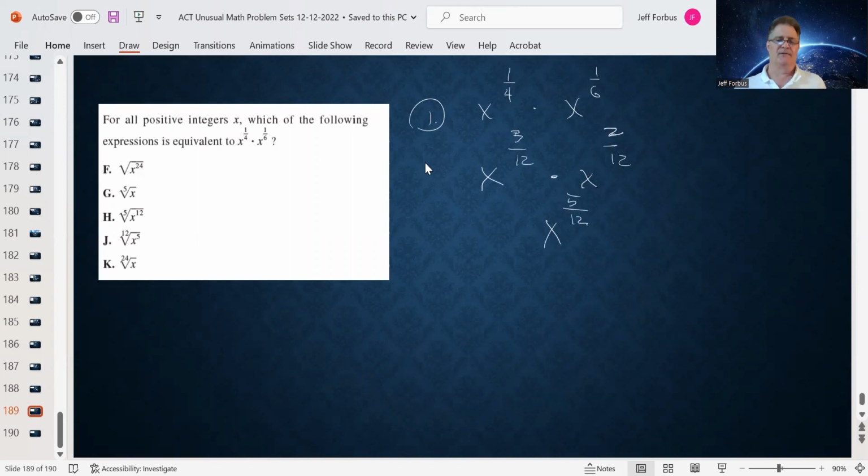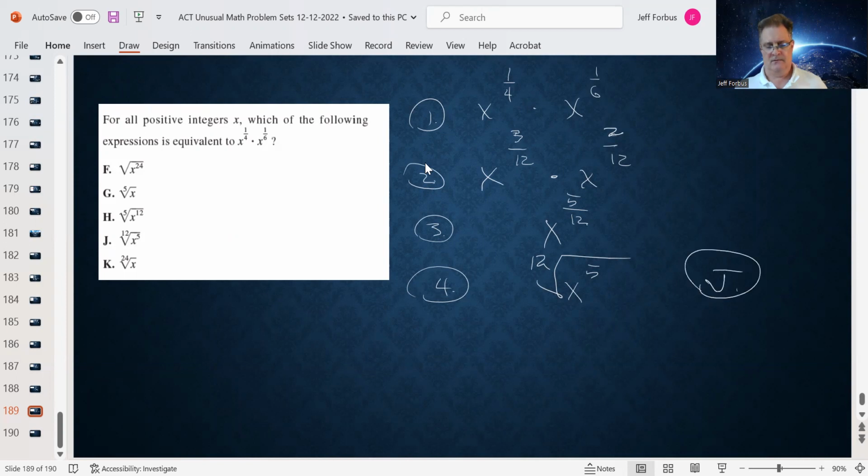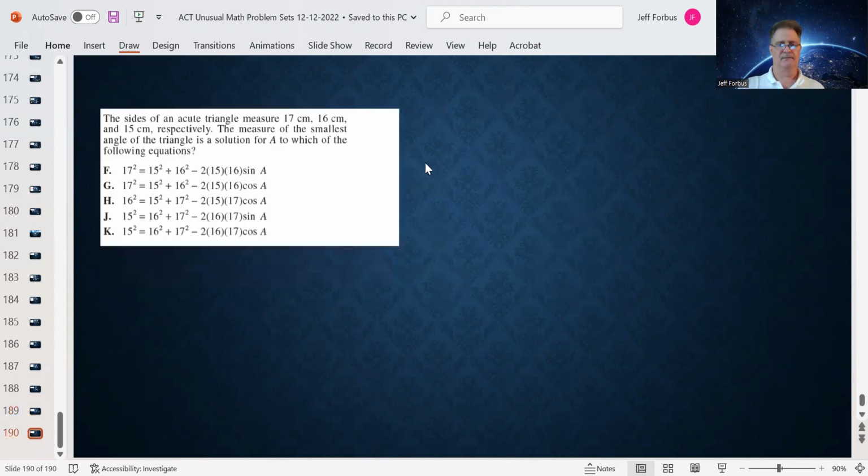Now notice all of our answers are in radical form. So we're going to convert our exponential to a radical. When we do that, the numerator stays with the x, and we take the denominator, 12, and put it on the outside of the radical. So we're looking for the 12th root of x to the 5th. And that's going to give us answer choice J. All right, next one.